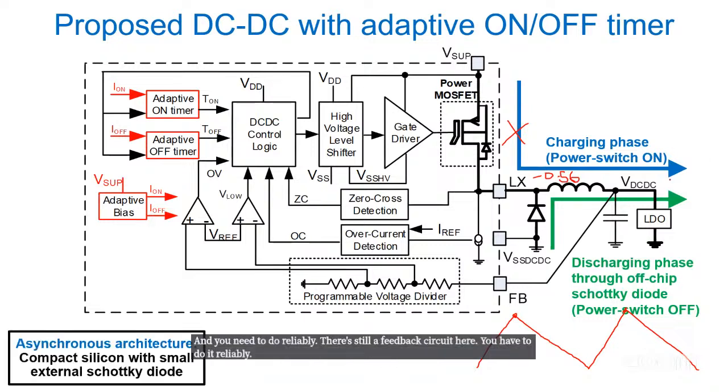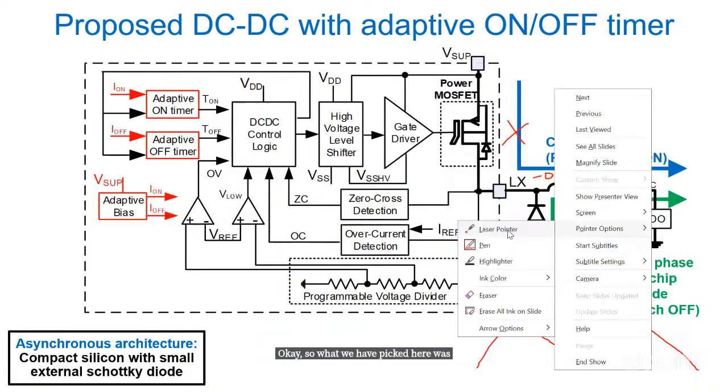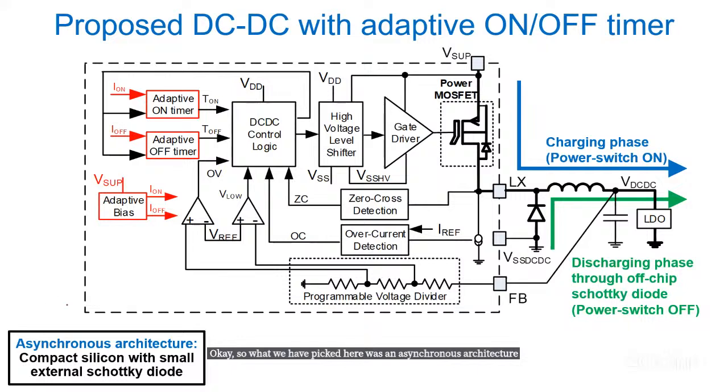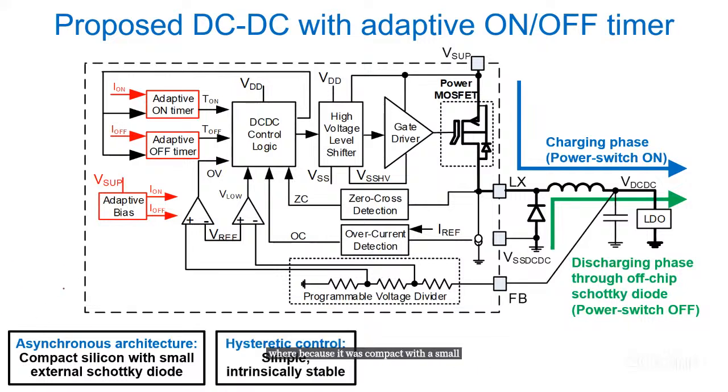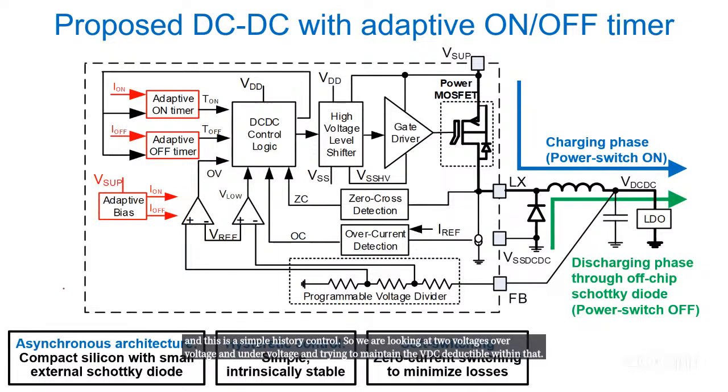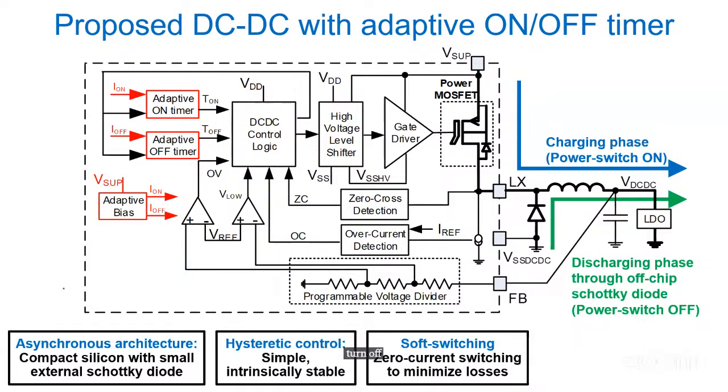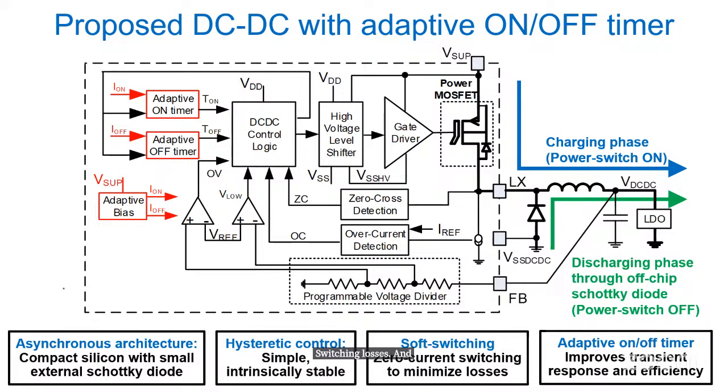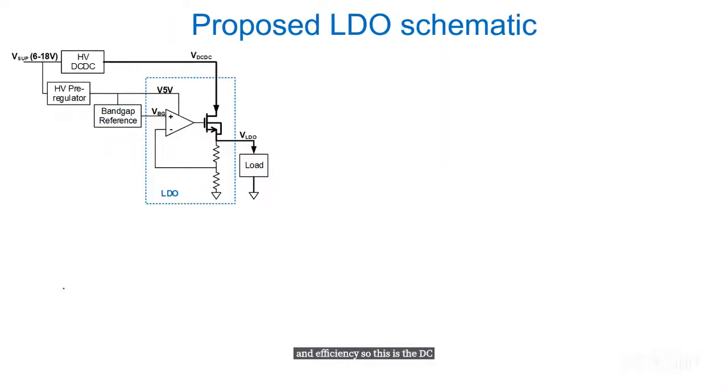So what we have picked here was an asynchronous architecture, because it was compact with a small external inductor, and this is a simple hysteretic control. We are looking at two voltages, overvoltage and undervoltage, and trying to maintain the VDCDC ripple within that. Then soft switching. Soft switching indicates that you turn on the power MOSFET only after the current is completely zero inside the inductor. This is called soft switching, and it minimizes the switching losses. And of course, we use some adaptive on-off timer to improve the transient response and efficiency. So this is the DC-DC architecture that we've used.